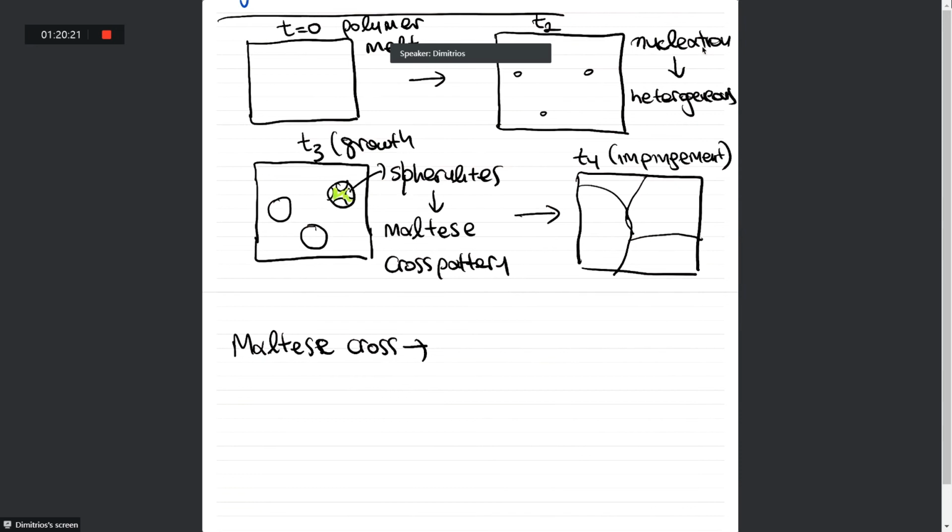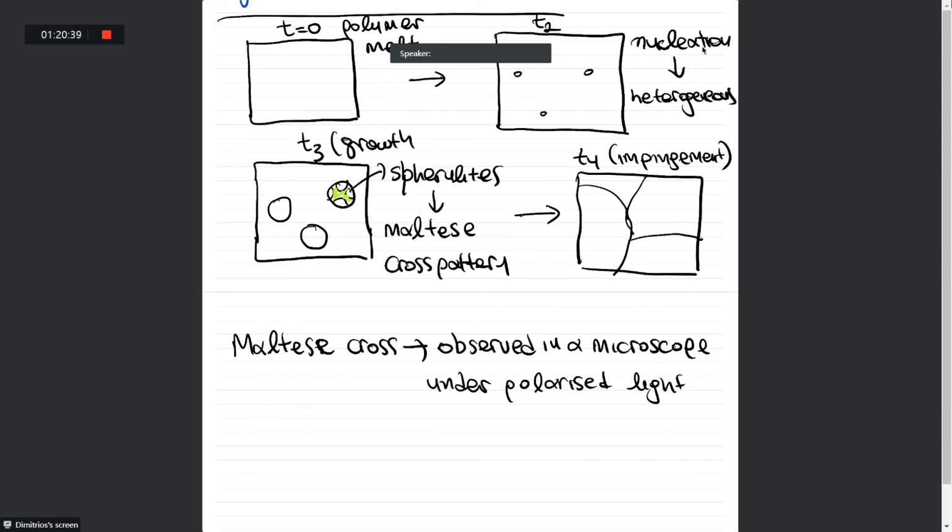The Maltese cross pattern is observed in a polarized microscope, under polarized light. The polarized microscope is a bit different compared to the normal microscope, where we have the light, the sample, and the objective. In the polarized microscope, we have the source of light, a polarizer, our sample, then another polarizer, and our objective. Because of the anisotropy in structure, if you rotate the polarizer at a certain angle, you'll be able to observe this very unique structure of the spherulites, which is called the Maltese cross. Okay.